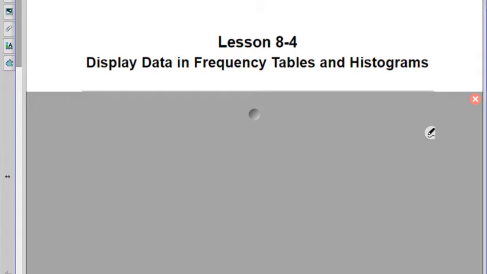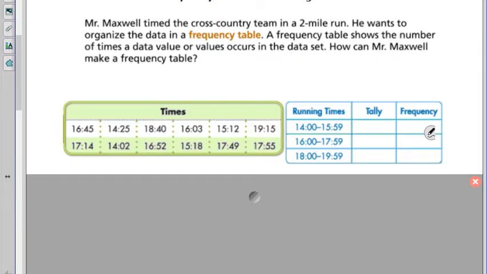Welcome to lesson 8.4. Today we're going to be learning about frequency tables and histograms. So what is a frequency table? Well, that's just a table where we group data into ranges.